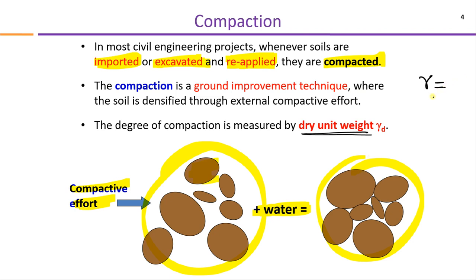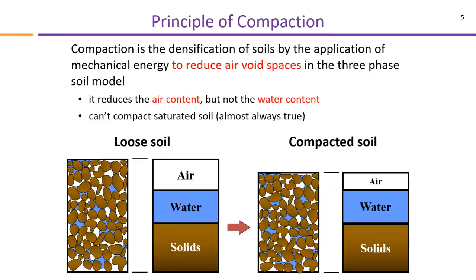But when it is gamma d, it means it is only the weight of solids over the total volume. So there is no effect of the amount of water on gamma d. In order to measure how good the compaction is, we are going to measure gamma d, and then we are going to compare it with the amount of water.